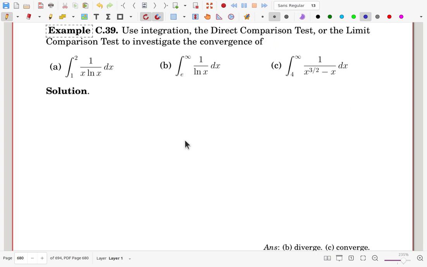Use the direct comparison test or the limit comparison test to investigate the convergence of these integrals. Okay, I selected 30 problems here. For the first one, you can use the integration technique, and for that one, the direct comparison test. For that one, the limit comparison test. I'll give you only some hints.